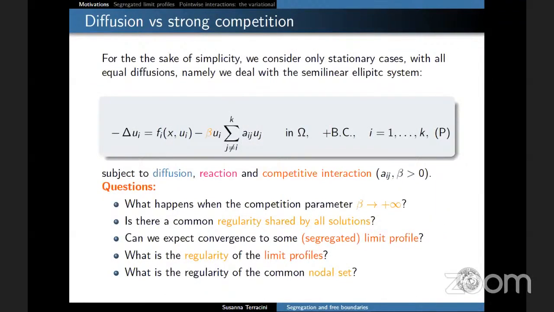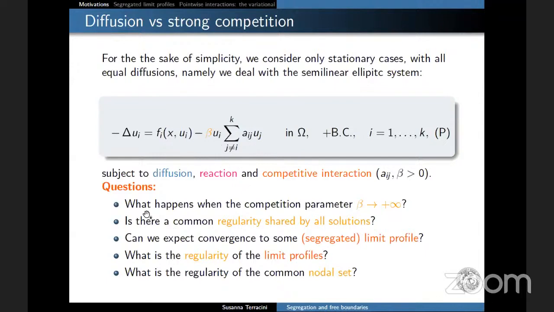Okay, in this talk, we will consider only stationary cases, and we assume that all the diffusions are equal, just to start. So we can consider that the first system reduces to a system of this type: minus Laplacian of u_i is equal to some reaction term minus the competition term, and we can think that the coefficients a_ij are fixed, and there is a large parameter beta in front of this.